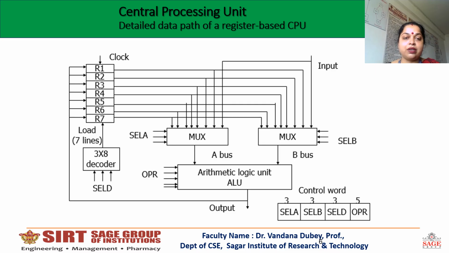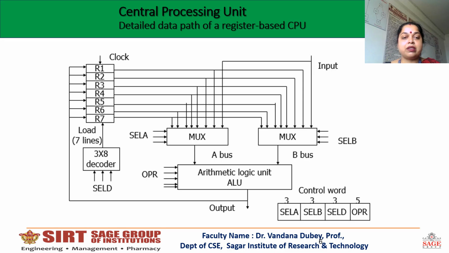The clock signal synchronizes data movement within the CPU. Every operation occurs in discrete time intervals dictated by the clock pulses. Two multiplexers are used to select data for the registers. The select A and select B control signals determine which registers' data are sent to the A bus and B bus respectively. The multiplexers help in selecting different registers dynamically based on instruction requirements.